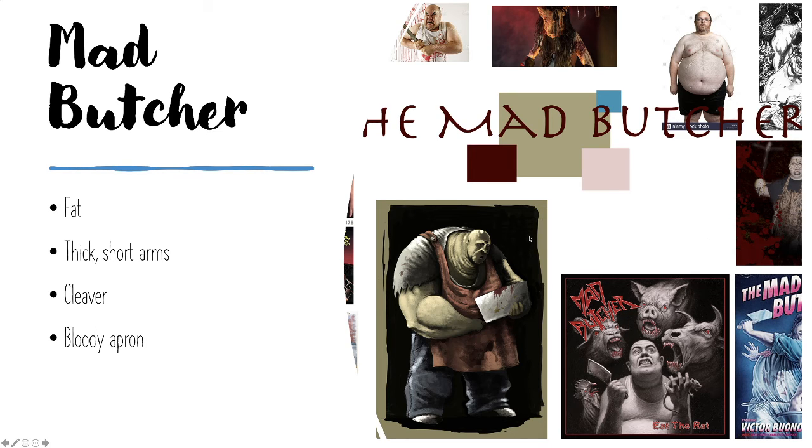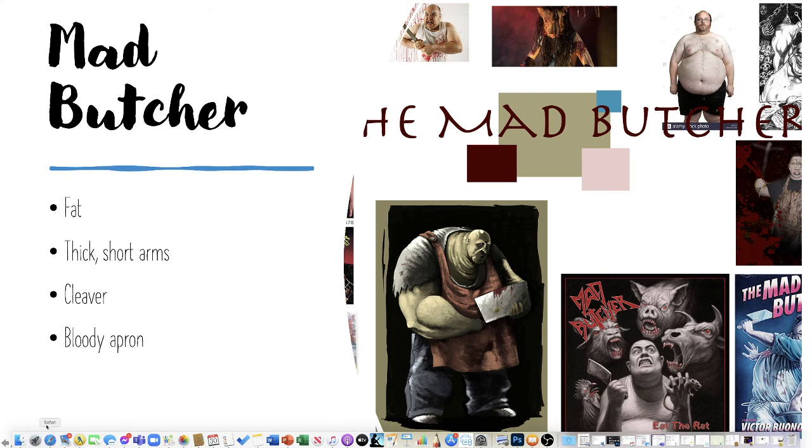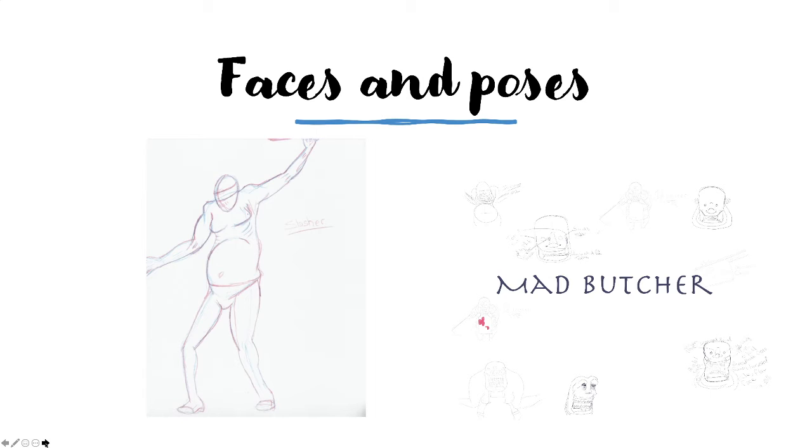But with this, I found these colors within the images themselves I really liked to kind of accent the character. Very large guy, very short arms, but carries a very big cleaver, and you can see in several places that's kind of a defining feature of the butcher, is the meat cleaver.